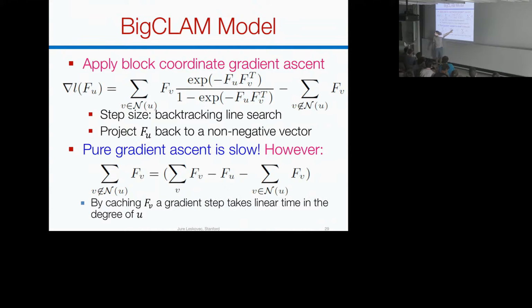cache this particular sum. Every so often I update it, but then I keep it, I save it, and whenever I need to compute this term, all I have to do is subtract this and subtract the sum over the neighbors. And that's it. This way I can do this much faster, and I don't need to traverse the entire network whenever I update the memberships of a node. So with this I can run it very fast.